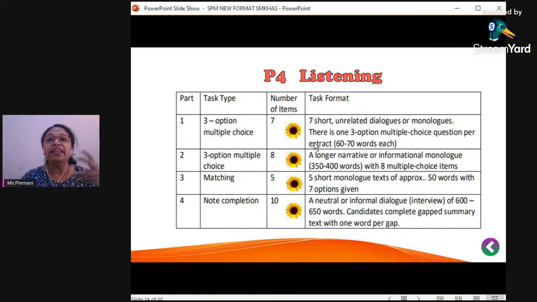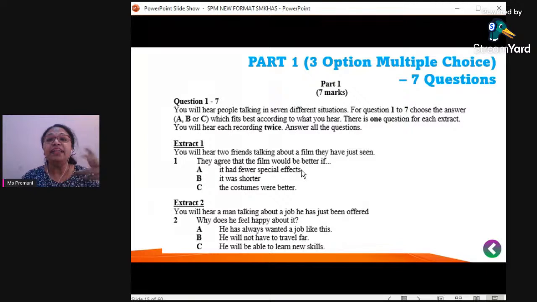So the first part of the question is three-option multiple choice. There are 7 questions. Okay, here the first part, one whole extract text which you listen for one question. So it means 7 questions, one question, one extract. Satu perbualan. There'll be people talking, conversation.